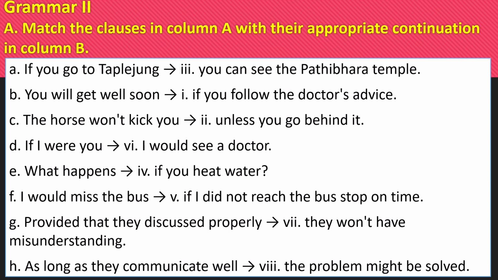Grammar I. A. Match the clauses in column A with their appropriate continuation in column B. A. If you go to Taplejung, you can see the Pathibhara temple. B. You will get well soon if you follow the doctor's advice. C. The horse won't kick you, unless you go behind it. D. If I were you, I would see a doctor.